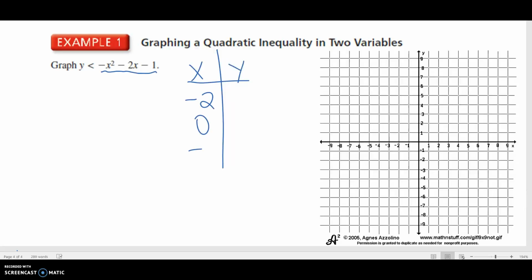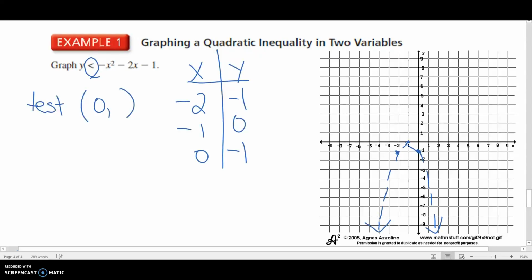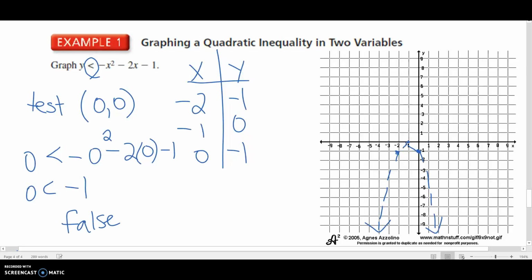To figure out where we shade, we're going to test the point. I always like to test the point 0, 0, unless the graph crosses through 0, 0, but this one does not. So we're going to plug in 0 less than negative 0 squared minus 2 times 0 minus 1. This statement gets us 0 is less than negative 1. Is that true or false? That's going to be a false statement, so we shade the side that does not have 0, 0, which would be underneath my parabola.